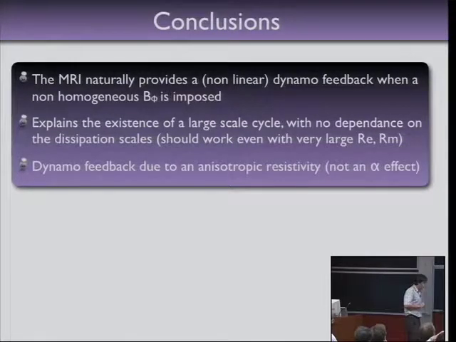Last thing is that this dynamo feedback is not an alpha effect. If you take a look more carefully at the equations, you'll see that it's actually an anisotropic resistivity. Of course, you have shear in the system, you have rotation, so you would expect the turbulent resistivity to be anisotropic. And this is actually the case, and it explains this feedback.